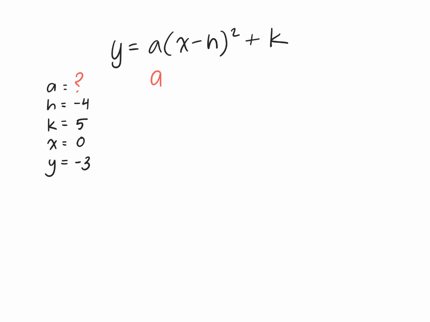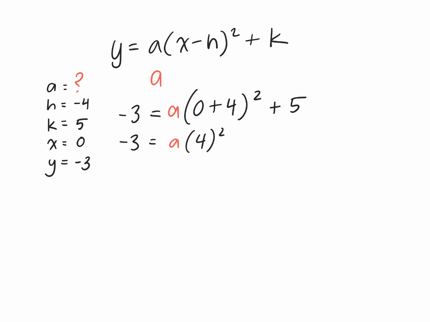Okay, so y is -3. So -3 equals a. x is 0. h is -4, so it's take away -4, so it's plus 4. And k is plus 5. Raise your hand if you plugged it in like this. Okay, if you don't plug it in properly, if you had 0 take away 4... So -3 equals a. What's 0 plus 4?